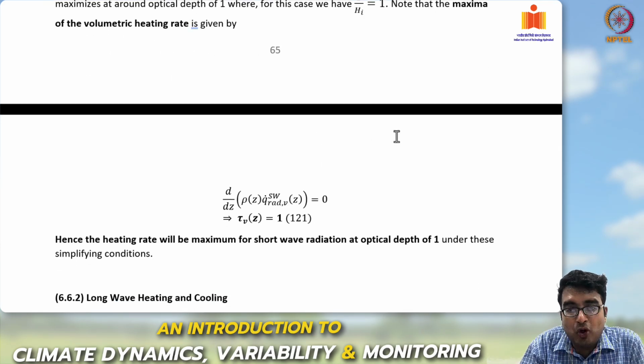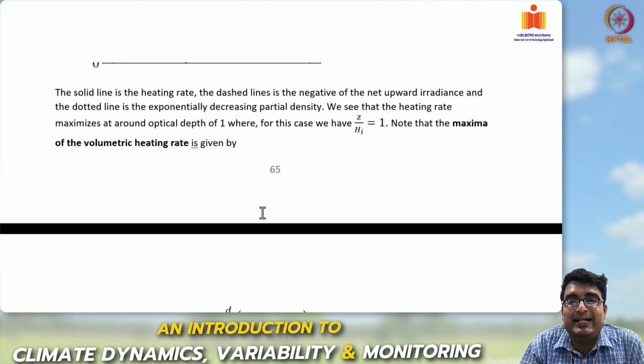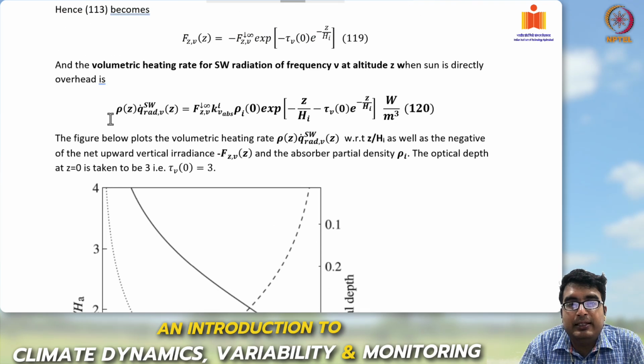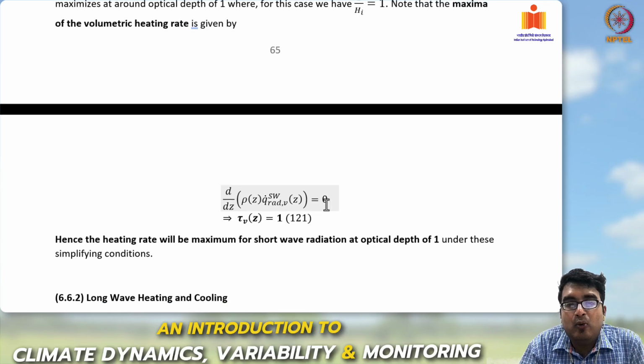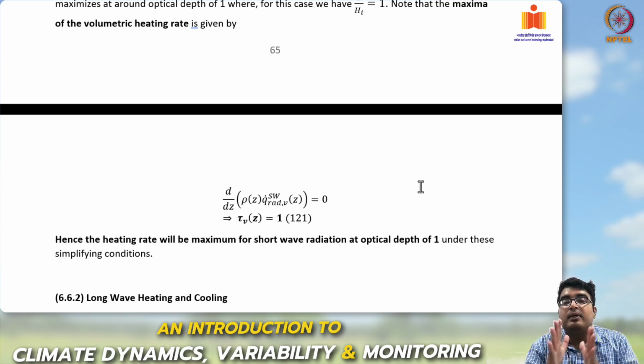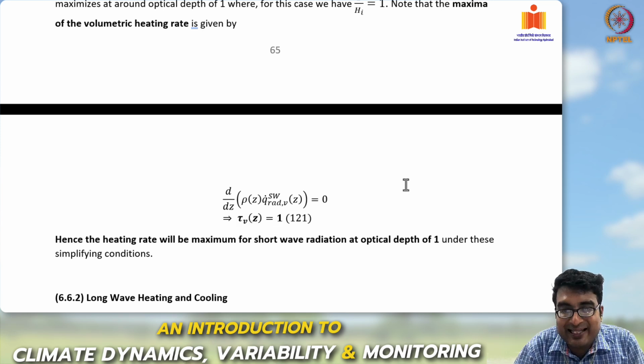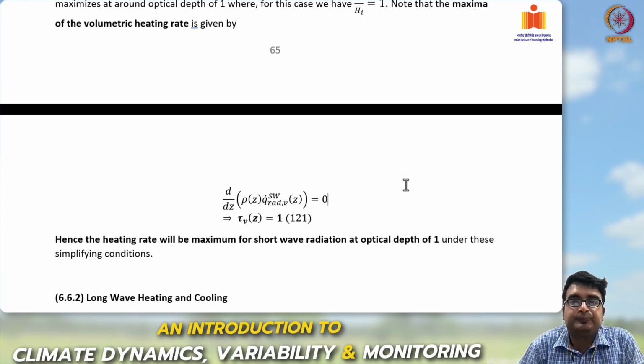We can also show this. We can do a d/dz of this expression here and set it to 0, and when you do this, you can derive that the optical depth is equal to 1. So analytically, the heating rate will always be maximum where the optical depth for the atmosphere equals 1.